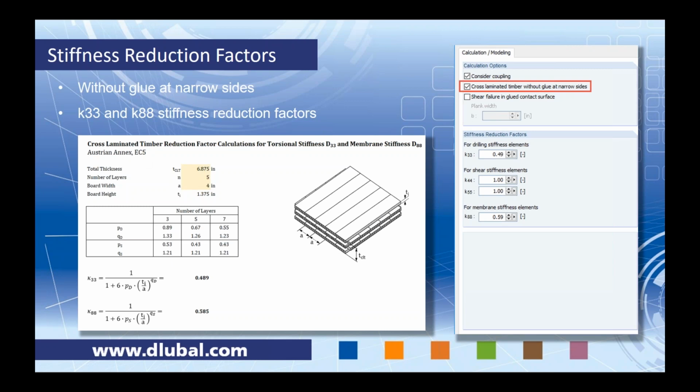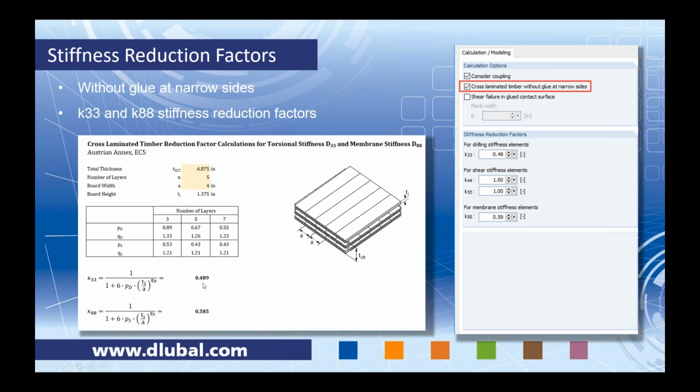And I think we all can admit that Europe is a little bit more advanced when it comes to CLT design simply because it's been around a lot longer than what we've seen within the US or within Canada. So I think it's perfectly fine to refer to the Eurocode when there's portions in the NDS or CSA that maybe aren't so complete. So within the Austrian Annex, we have some simple equations here for K33, K88, those stiffness reduction factors.